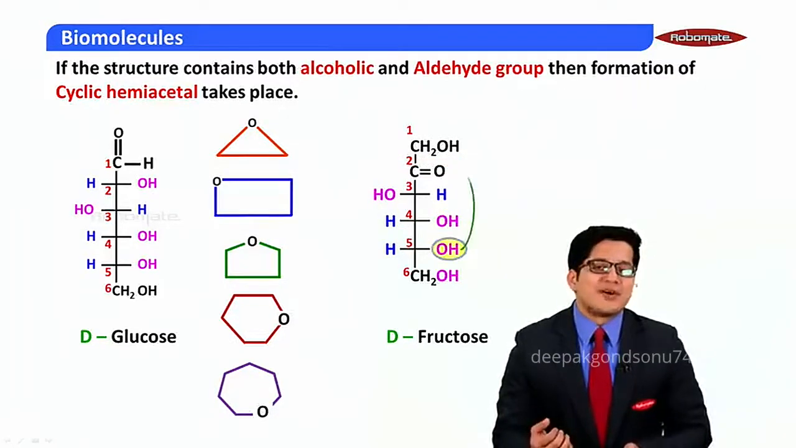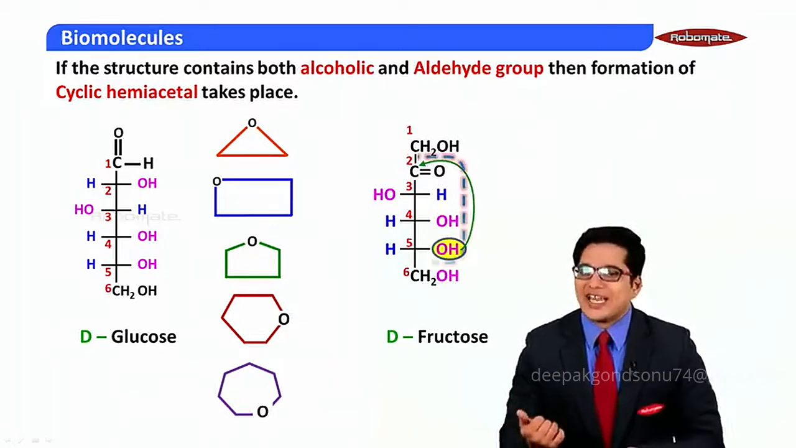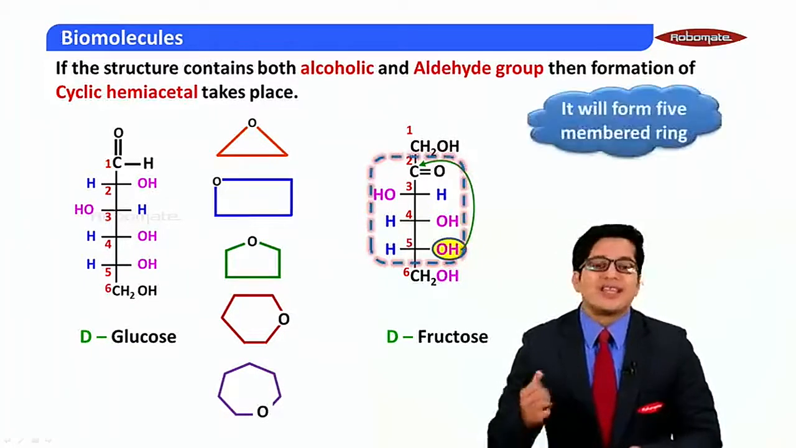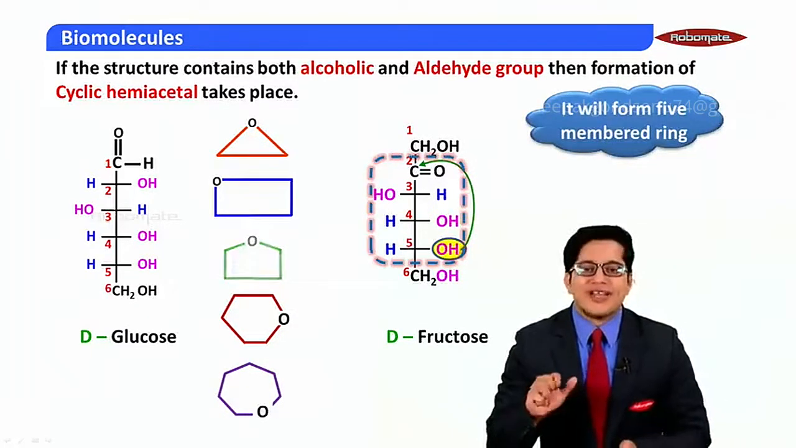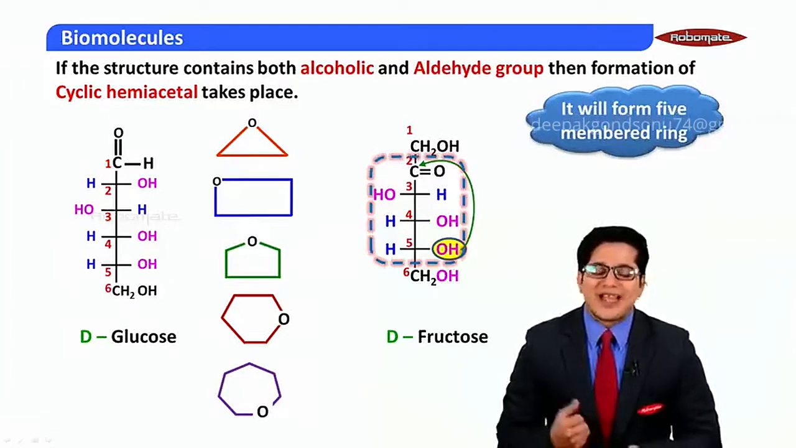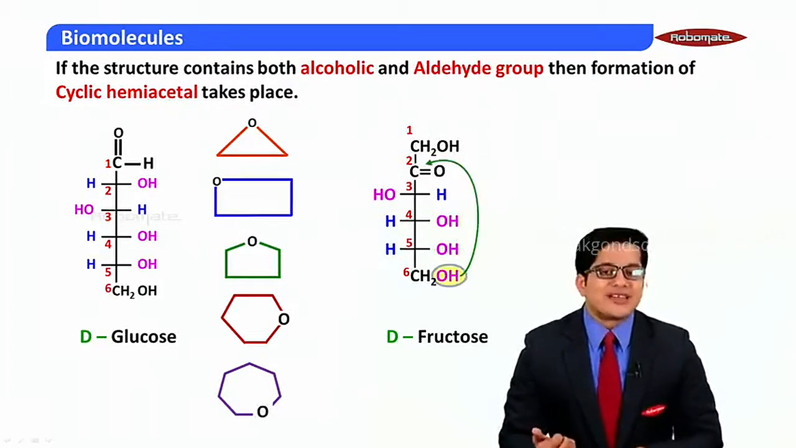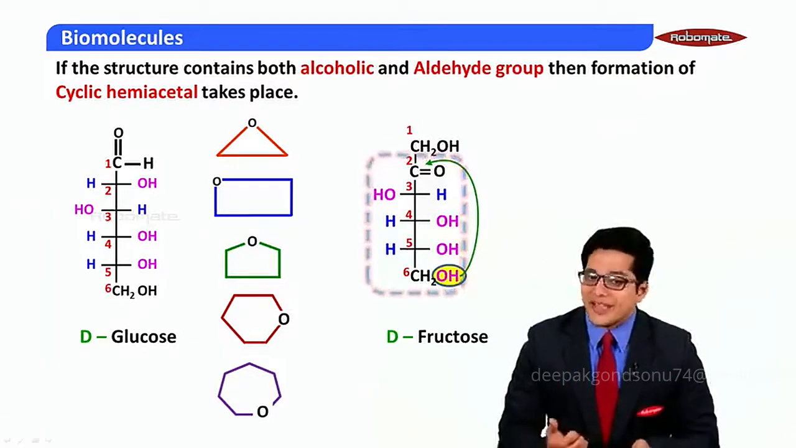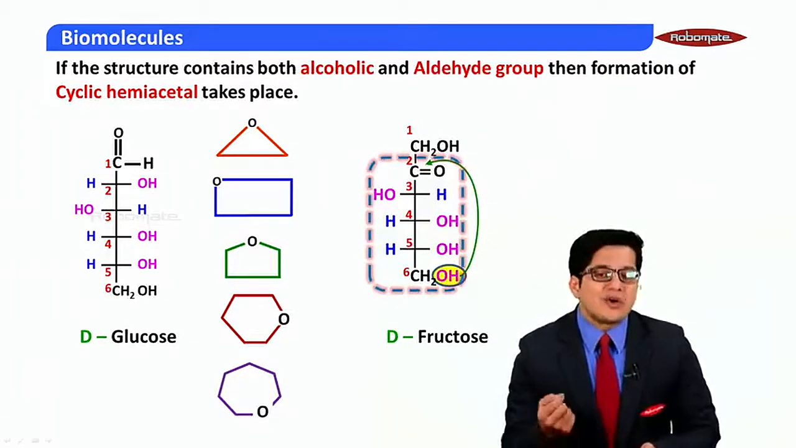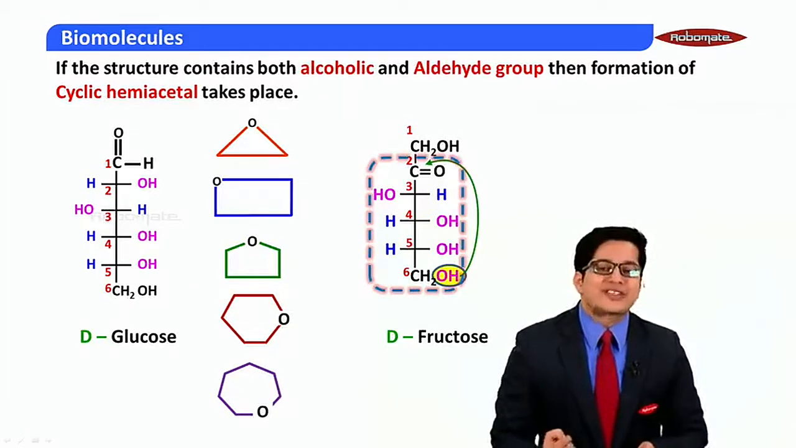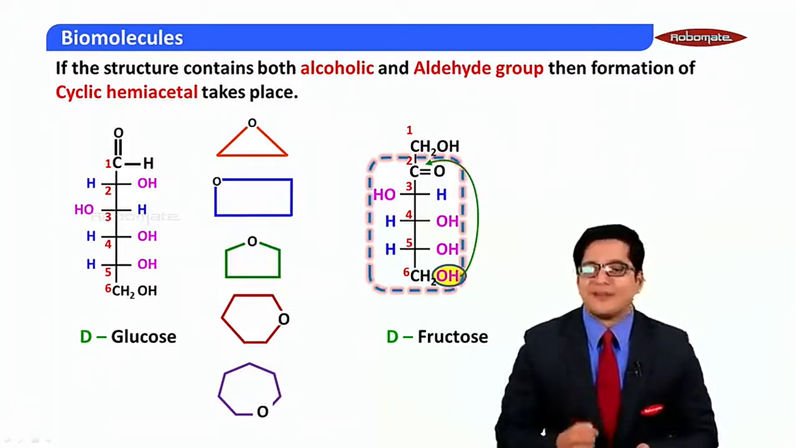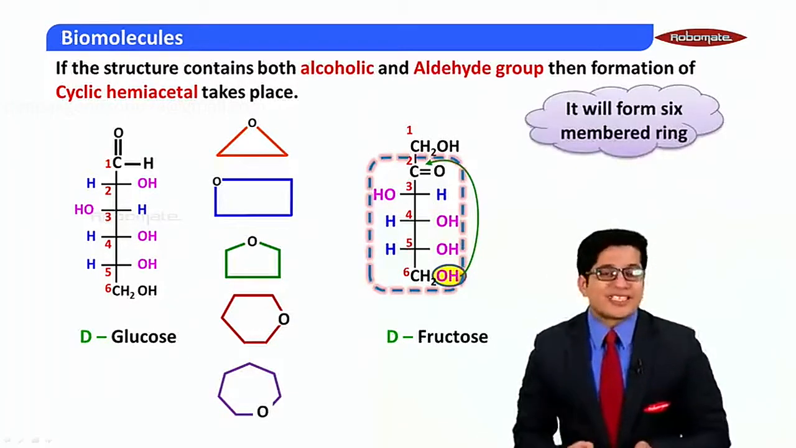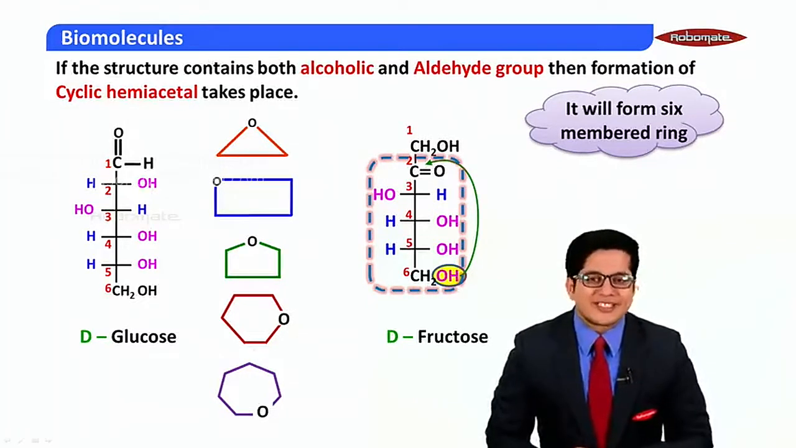And if the fifth carbon's OH goes and attacks, then we are getting a compound that is a 5-membered ring, something like this. And lastly, we are bound to get a compound containing a 6-membered ring if the 6th carbon's OH goes and attacks onto the carbonyl carbon. Here, we would get a 6-membered ring, something like this.